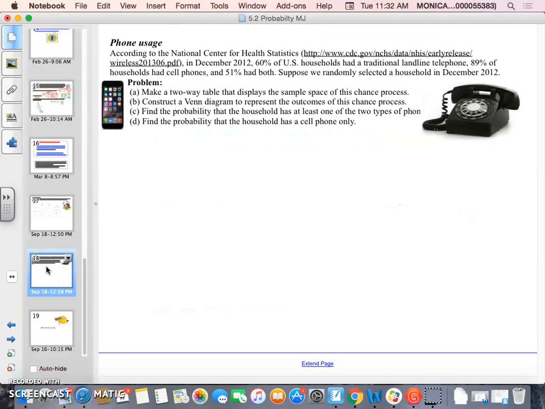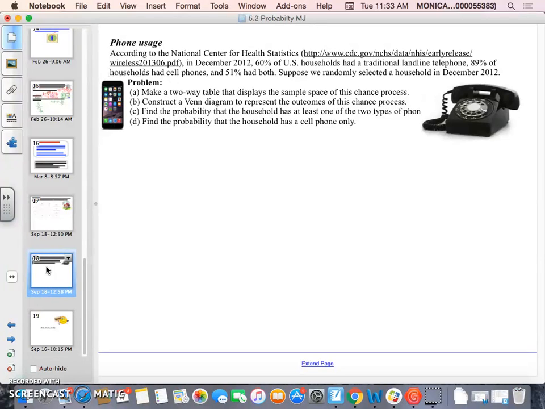Okay, so let's look at another example. This one's called phone usage, and we're going to do this one together again. It says, according to the National Center for Health Statistics, they found that 60% of U.S. households have a traditional landline, 89% have cell phones, and 51% had both. So I can tell from this problem that these are not mutually exclusive.